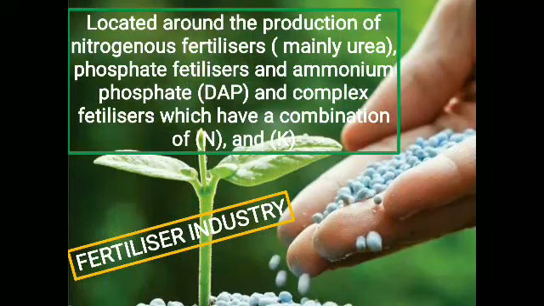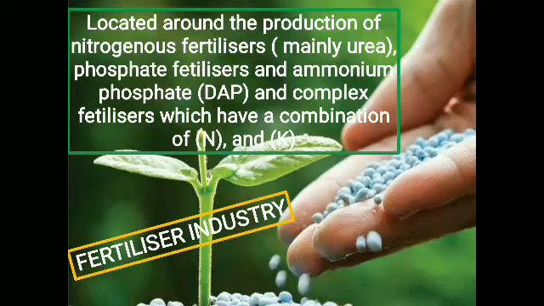The next type of industry under mineral based is the fertilizer industry. This fertilizer industry is centered around the production of nitrogenous fertilizers. These nitrogenous fertilizers mainly include urea. Apart from that, there are phosphate fertilizers, ammonium phosphate, that is DAP, and complex fertilizers, which are a combination of nitrogen, phosphate and potash.